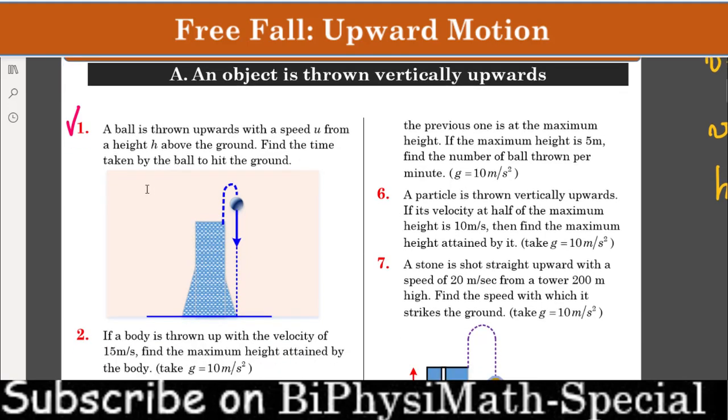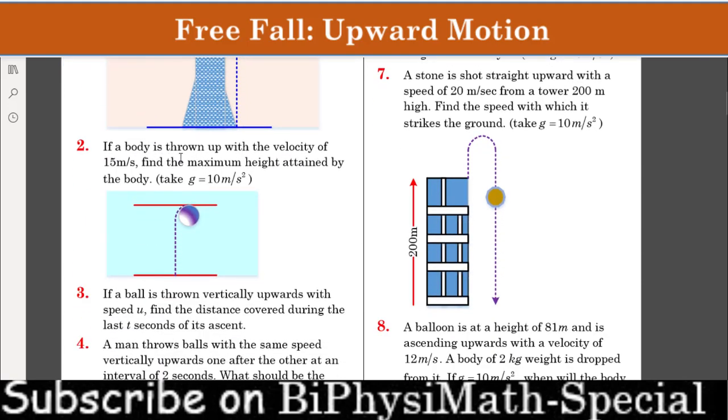Now, problem number 2. If a body is thrown up with a velocity of 15 meters per second, find the maximum height attained by the body. Take g equal to 10 meters per second squared. Now, let's solve this problem.